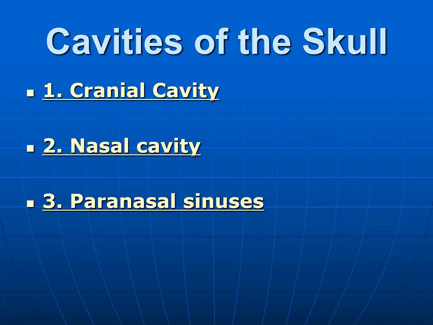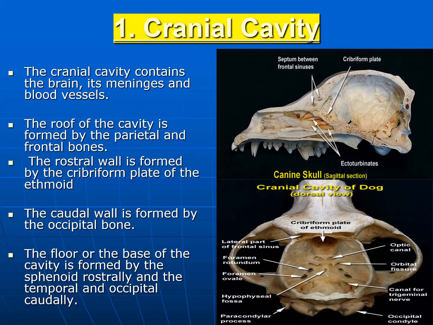The last thing I want to talk about in this lecture is the cavities of the skull. We have the cranial cavity, and this cranial cavity encloses the brain and the meninges. Then we have the nasal cavity, and finally we have the paranasal sinuses. So we'll start with the cranial cavity.